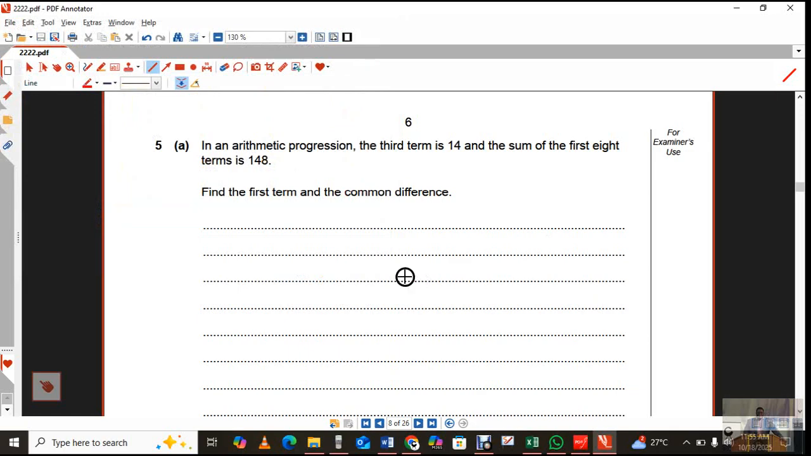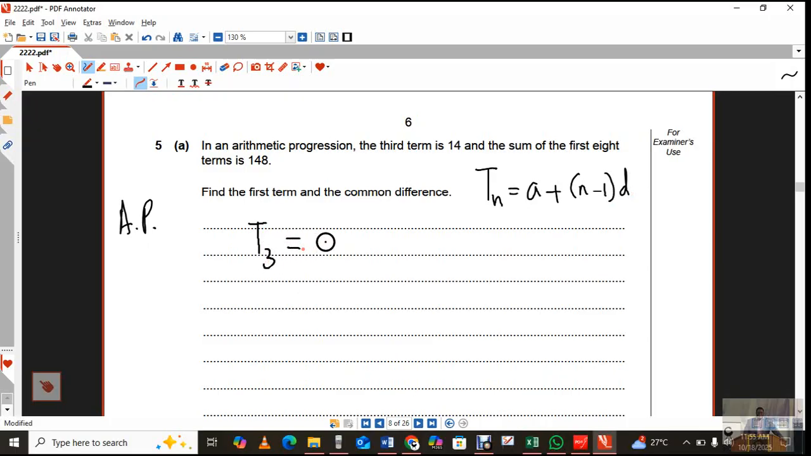Question 5 says, in an arithmetic progression, that is an AP. So this is an AP. Then they say the third term. The formula for an AP is T sub n equals a plus (n minus 1) d. So when they say the third term, it is a plus (3 minus 1) d, which is equal to 14.